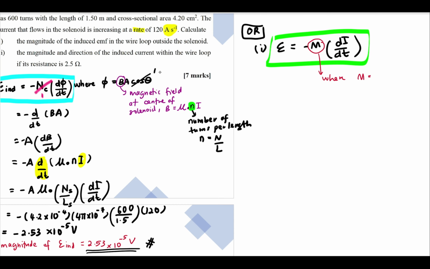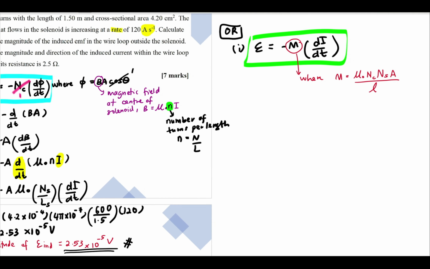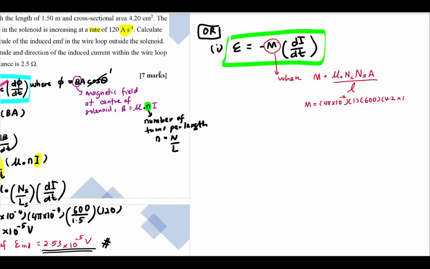Where M is equal to mu naught times the number of turns for this coil times the number of turns for the solenoid times the area of the solenoid lah, the cross-sectional area of the solenoid, divided by L pun sama. Kita masukkan guna formula. You kira lah dulu mutual inductance. Okay, so mu naught is 4 pi times 10 power of negative 7. And the number of coil is 1. Number of turns for the solenoid is 600. And area is 4.2 times 10 power of negative 4.